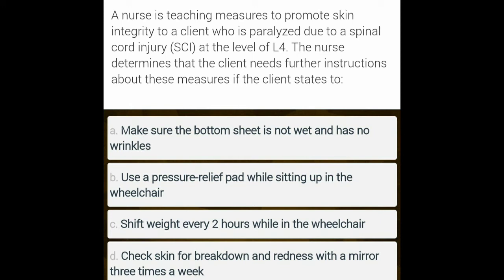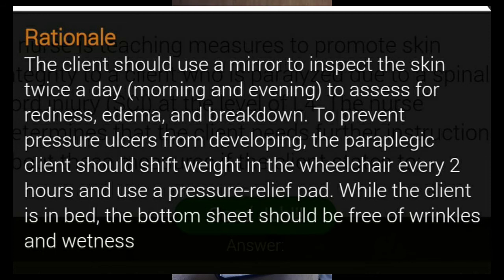Fourth option, check the skin for breakdown and redness with a mirror 3 times a week. It's not good. It's not enough. We can go to our rationale. So our answer should be 4. The client should use a mirror to inspect the skin twice a day, morning and evening, to assess for redness, edema and breakdown. So we have to assess 2 times a day. In the morning and evening, the client has to assess any kind of redness, any kind of breakdown, with the help of a mirror. So our answer should be 4.